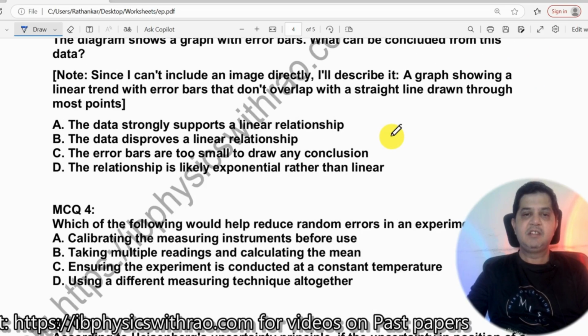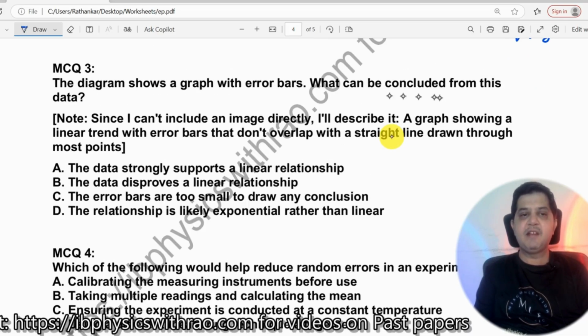Then a diagram shows a graph with error bars. What can be concluded from this data?